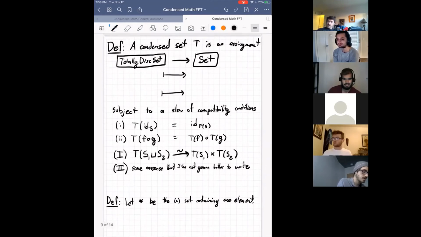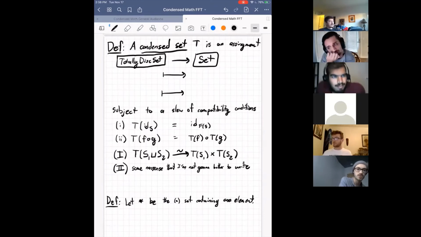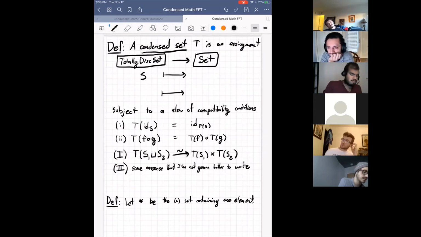So a condensed set is an assignment. For every totally disconnected set S, we are getting a set. So my condensed set is going to be T, and T of S will be the value of my condensed set. I can't say this is a function because the set of sets is too big to have functions on, but I'm not going to say what it actually is.